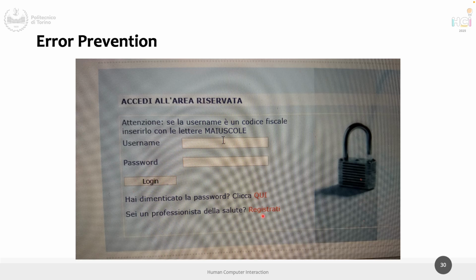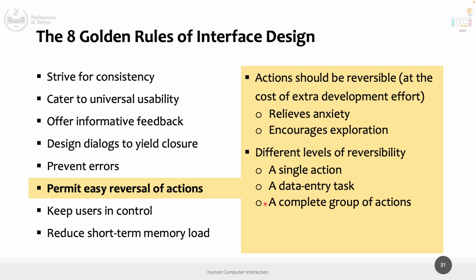So it's confusing, and it's also full of errors because I can click things here and there and generate requests, generate tickets, generate phone calls just to log in. So there is a human impact after this. Permit easy reversal of action. Actions should be reversible because it relieves anxiety and encourages exploration. It's not that I click there and everything is permanently fixed.